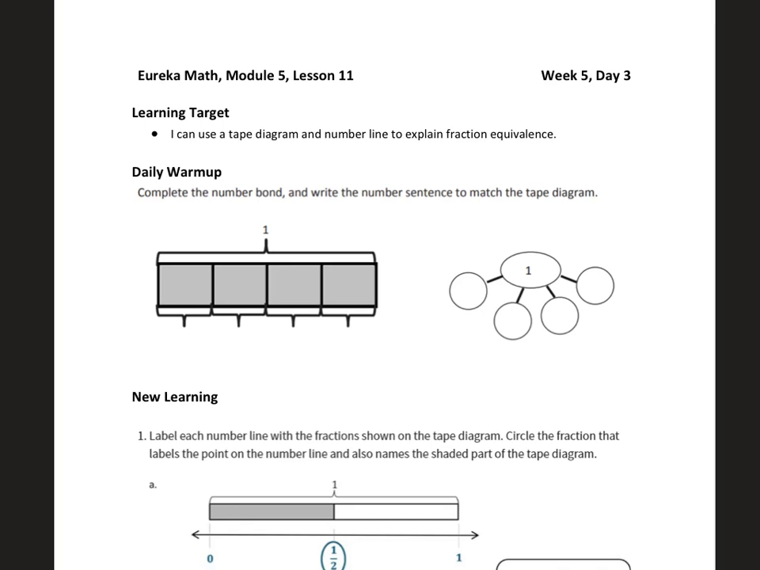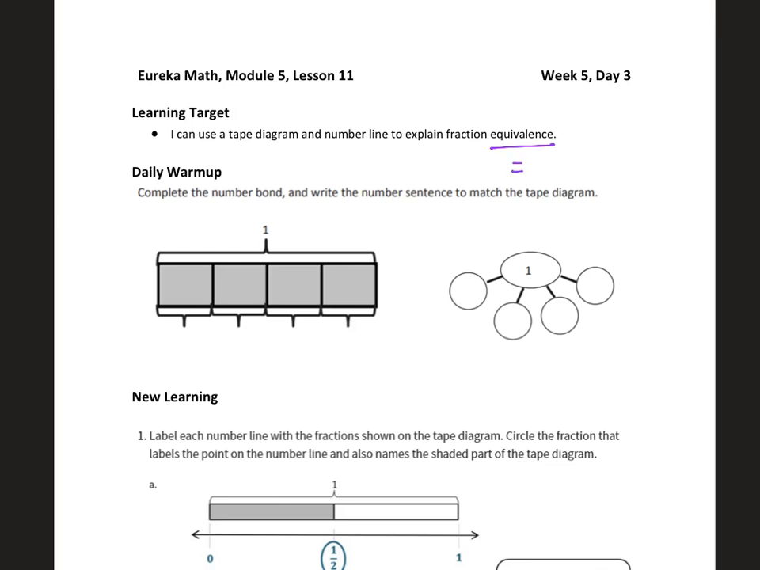All right, this is aligned to our Eureka Math curriculum, module 5, lesson 11. So we did do this before we left, before school closed, but I know that was a long time ago, so you may have forgotten. So our learning target for today is I can use a tape diagram and number line to explain fraction equivalence. All right, and we remember that the word equivalence means a fraction that is equal to.